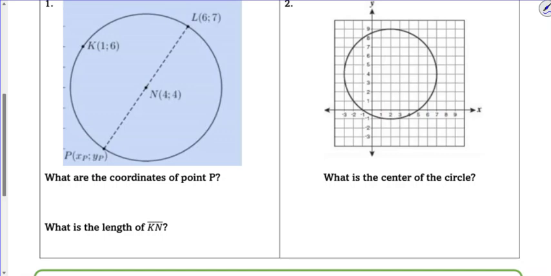We're trying to find the coordinates of point P, where we're told point N is the center, point L is some point on that circle, and this dashed line here is the diameter. So that center has to be the midpoint of the diameter there. That center has to be halfway in between points L and P. So I could set up the midpoint formula.